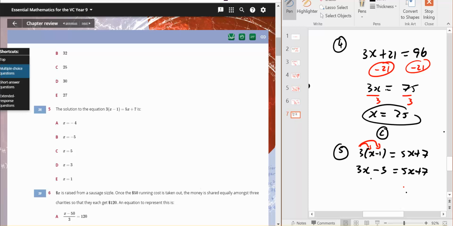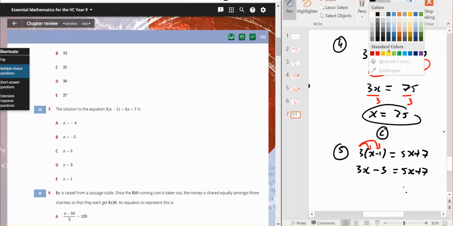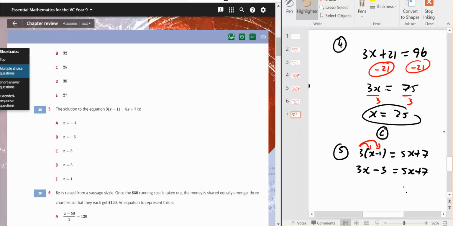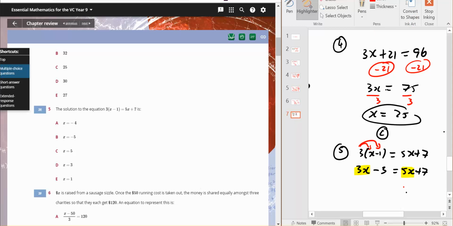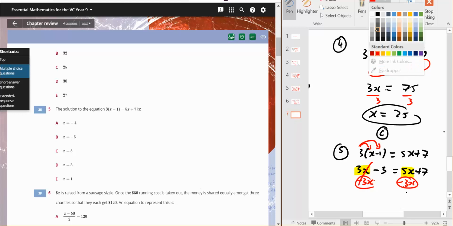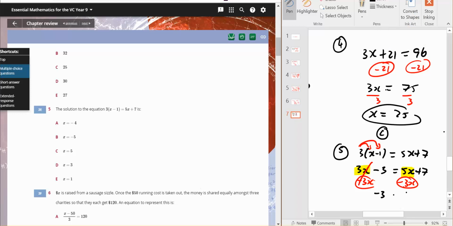So now we've got, as you can see, a scenario where we've got variables on both sides. Okay, so you want to get rid of one of them. The way I want to get rid of one of them is I want to get rid of the lowest one, so I want to get rid of 3x. So if I subtract 3x from both sides, that gets rid of this. So you're left with negative 3 equals 5 minus 3 is 2x plus 7. What I do now is subtract 7 from both sides.